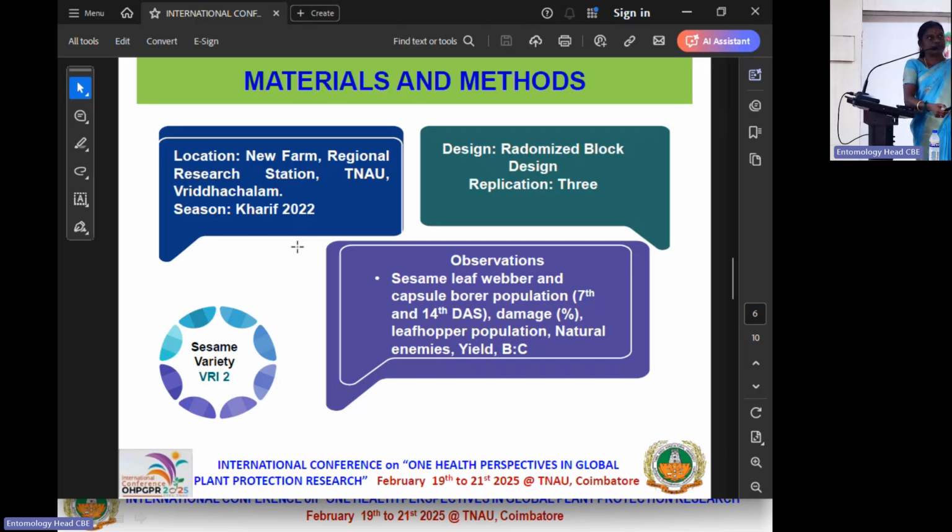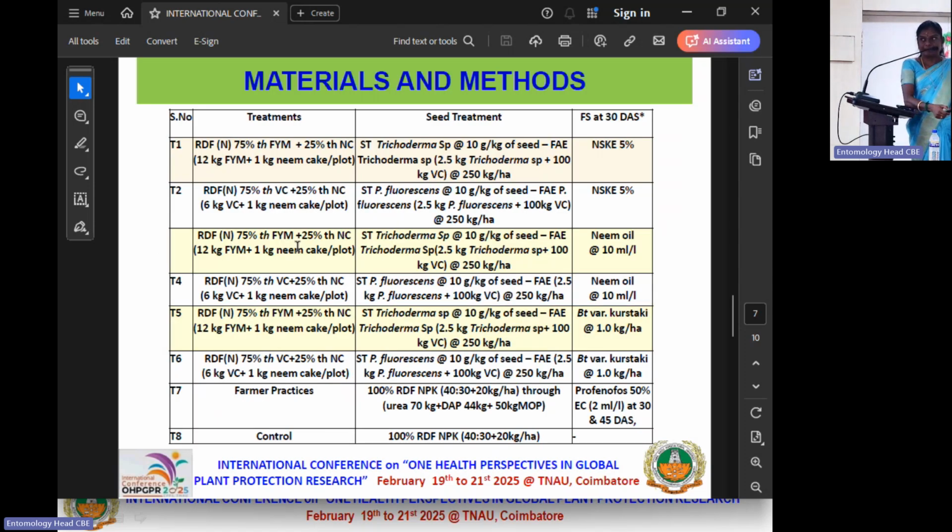A randomized block design was formulated. Each and every treatment was replicated thrice. After layout and sowing, we observed the sesame leaf webber and capsule borer on the 7th and 14th day after the treatment was imposed, along with damage percent, leafhopper population, natural enemies, and ultimately yield and BC ratio. Here we can see the treatment differences for quick capture by the audience.